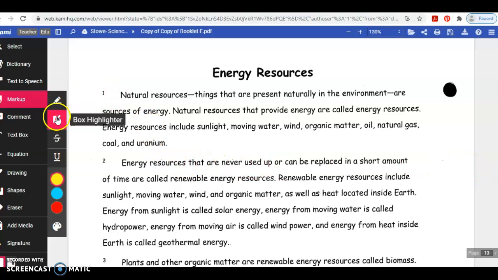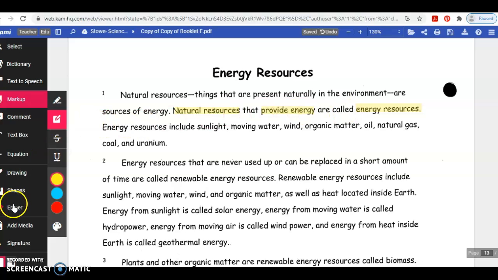If you don't mind taking your highlighter out, please. And I want you to highlight natural resources. And I want you to highlight provide energy. And I want you to highlight energy resources. All three of these items go together.